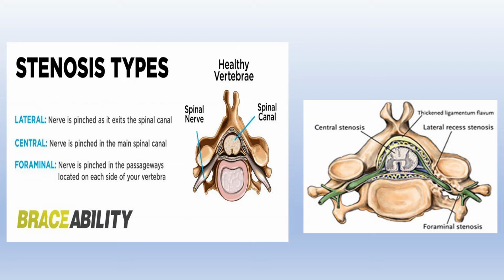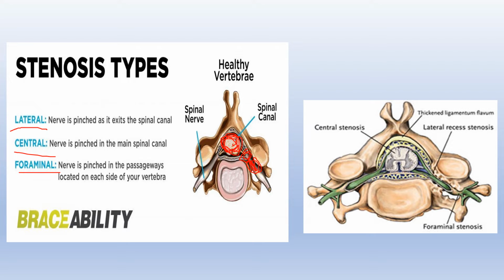So what are the types of spinal canal stenosis? There are three types of spinal canal stenosis. One is lateral, another central, and the last one is foraminal. So this is the spinal canal. When the spinal canal is stenosed, then it is called central type of spinal canal stenosis. When the intervertebral foramen is stenosed, then it is called foraminal stenosis.